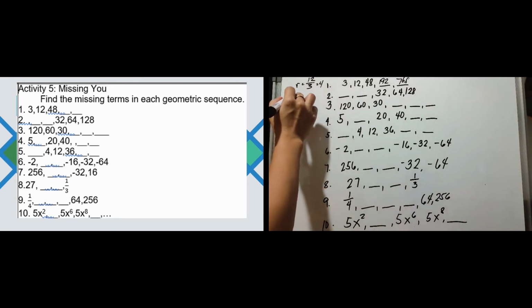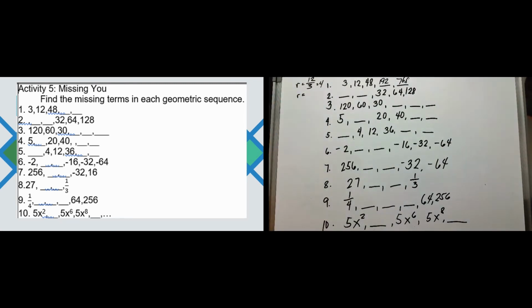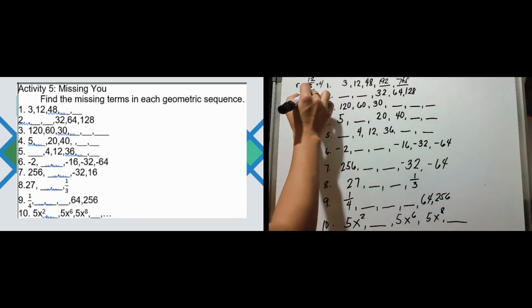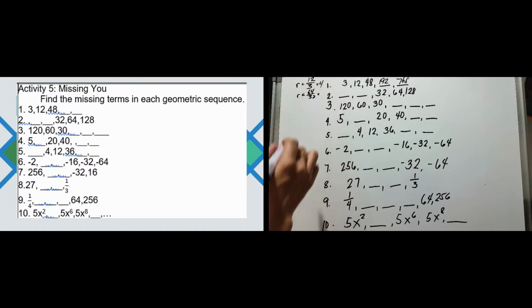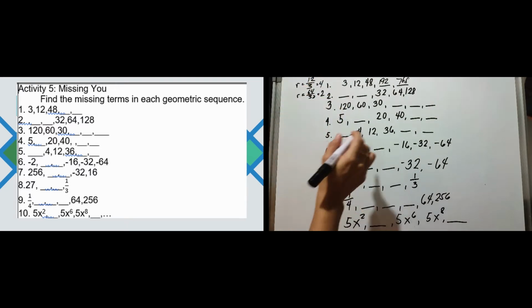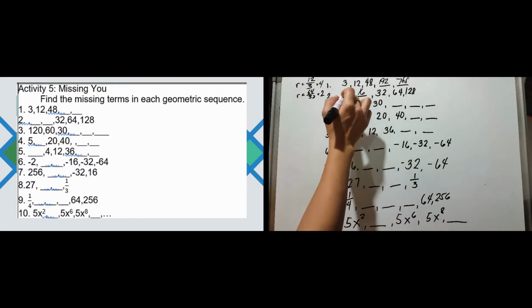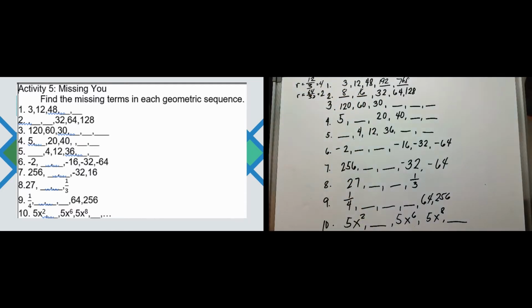Now, let's have number 2. For the common ratio of number 2, we're going to use 64 and 32. So 64 divided by 32, the common ratio is 2. So 32 divided by 2 is 16. Divided by 2 is 8. Okay? So let's have number 3.